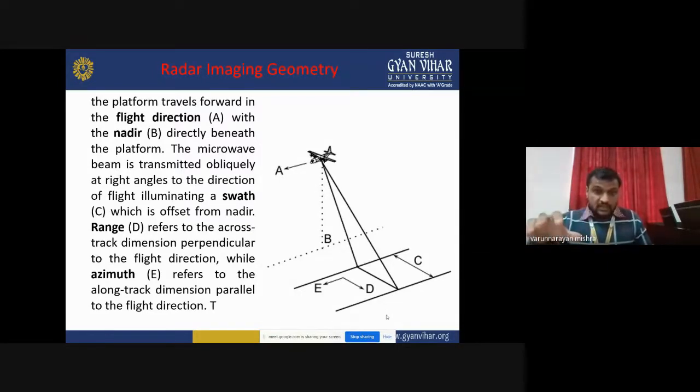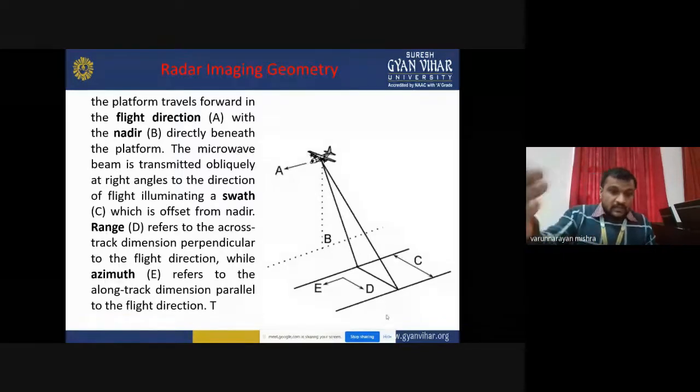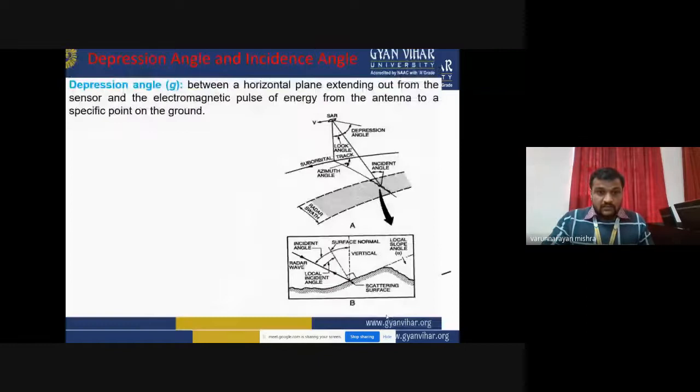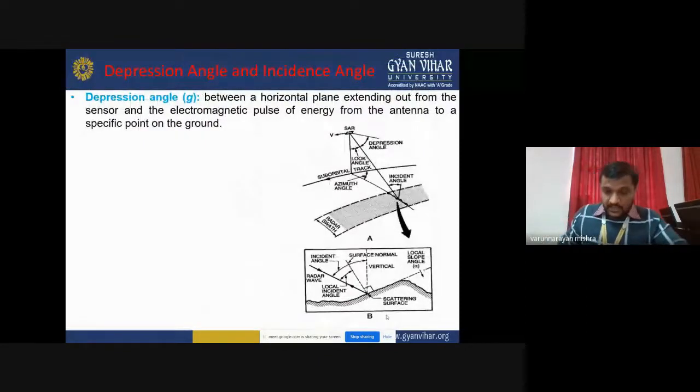So the radar sensor captures the information in the range direction and the azimuth direction. The range direction is perpendicular to the flight direction, and the azimuth direction is parallel to the flight direction. Now, depression angle and incidence angle.